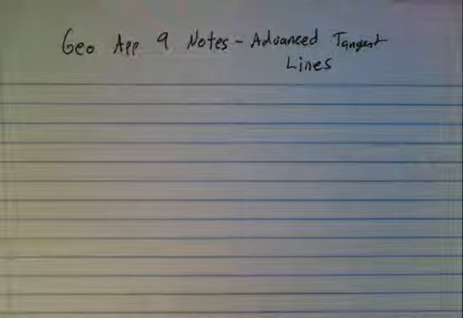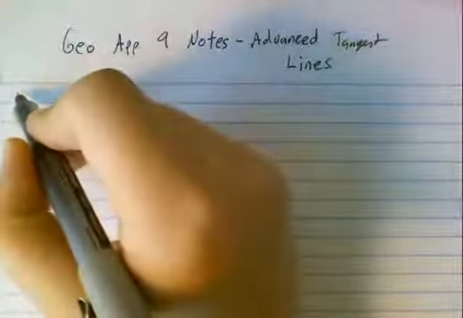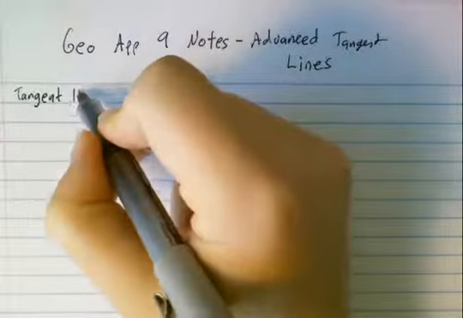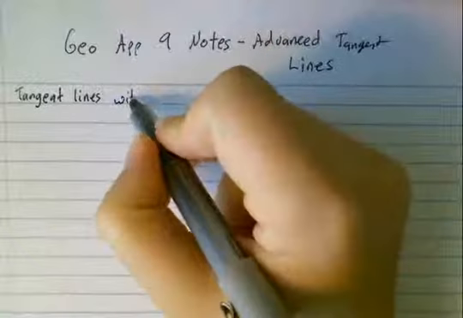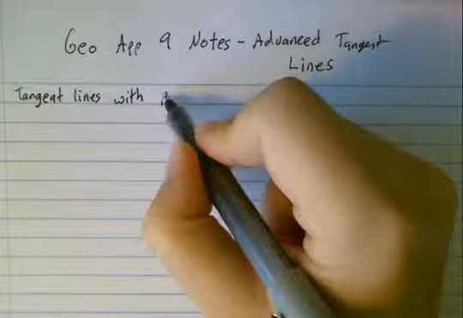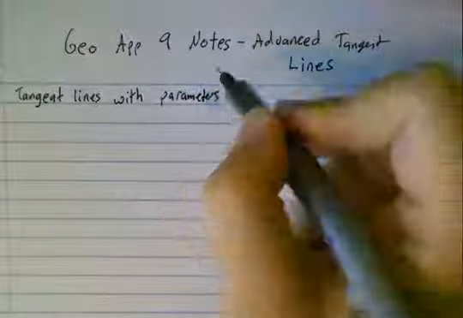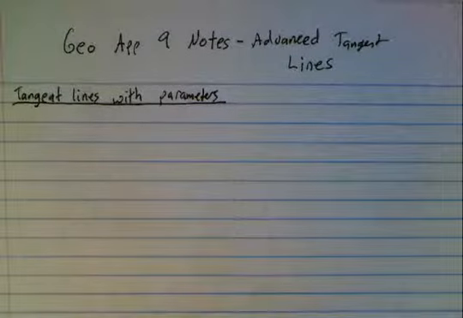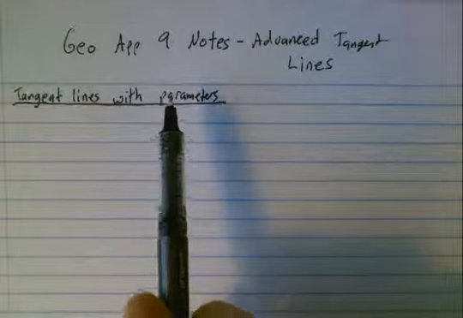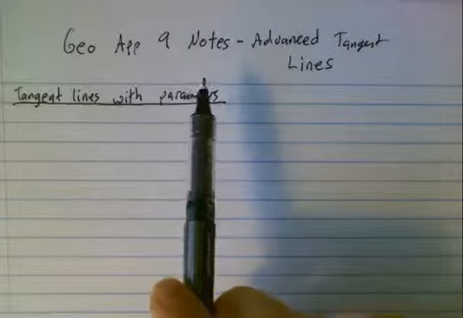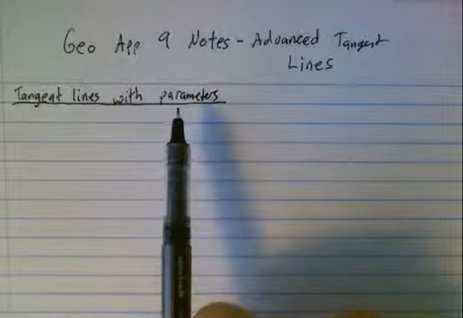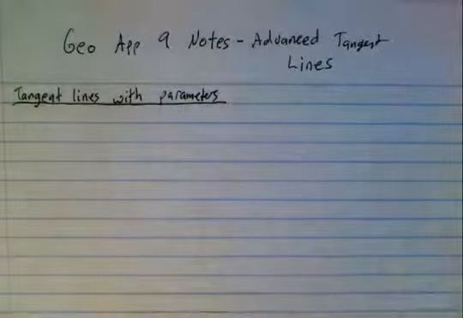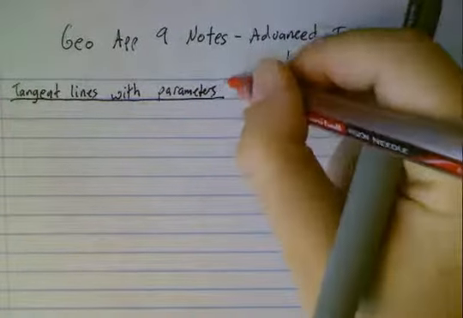Let's start off with some of our sneaky problems. First of all, tangent lines with parameters. Remember that a parameter is similar to a variable, except that it is a number. It's not varying at all, but it's represented by a letter. Even though we don't know what number that letter stands for, it only stands for one number. So let's just say what a parameter is.